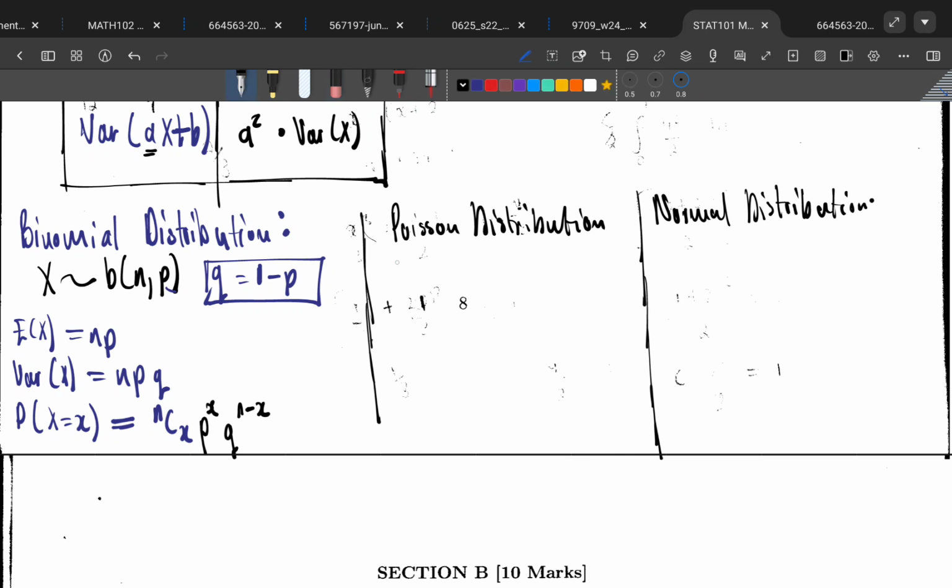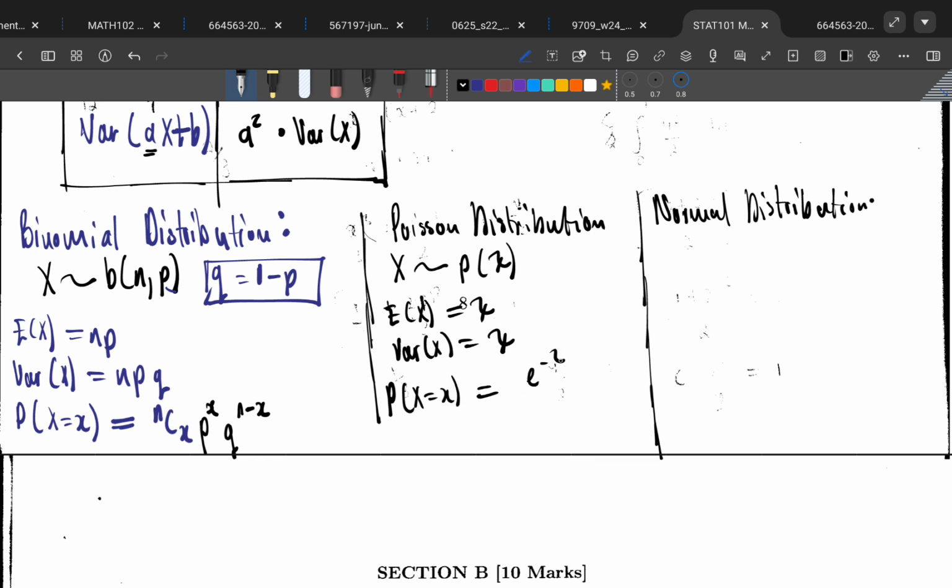Now we are going to have Poisson. For Poisson, we say again X follows Poisson, but we put lambda, which is the average. You'll be given the average, and then they're going to ask for something. If they ask for the mean, it is just the same lambda. The variance is also just the same lambda. And the probability of X equal to x is going to be very fun stuff: e to the negative lambda, lambda to the x, over x factorial.